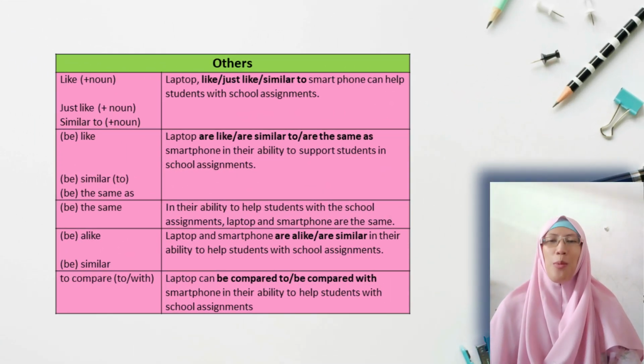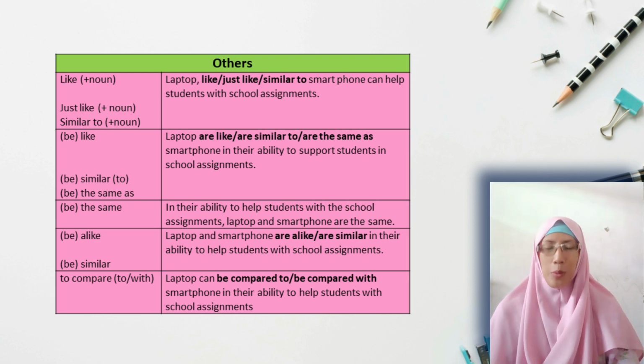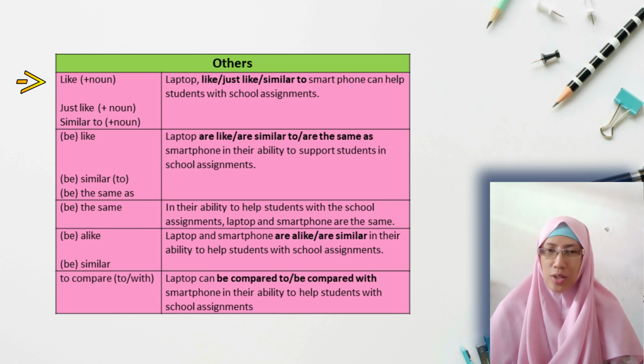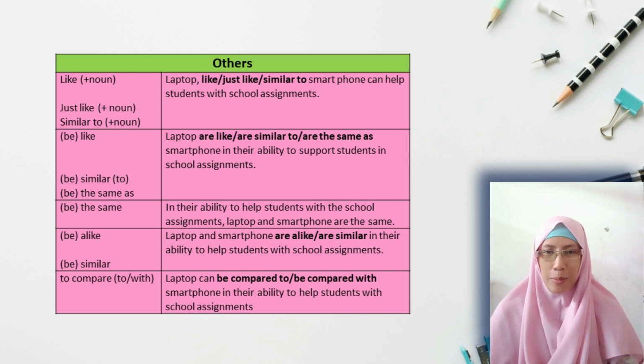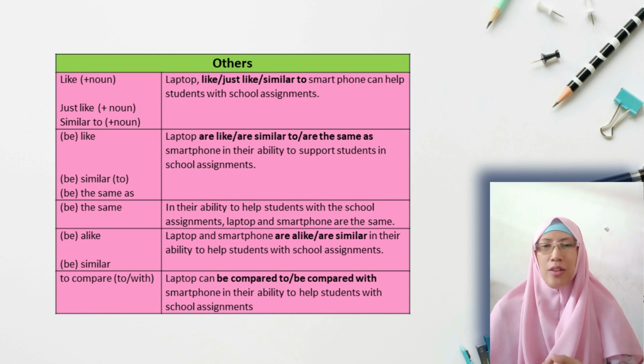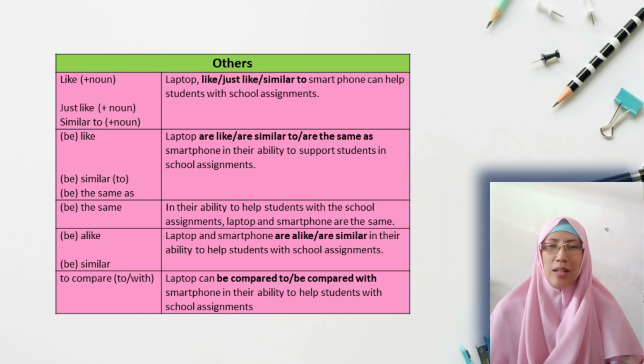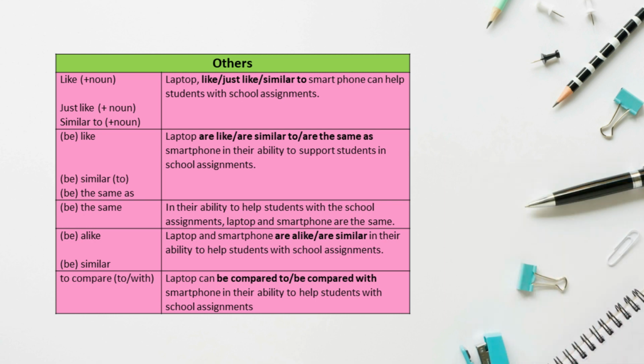Alright, let's go on to another comparison signal words. There are like plus noun, just like plus noun, similar to, like, be similar to, the same as, the same, alike, similar, to compare to, and to compare with. Those are included in several sentences as the example. The first sentence.